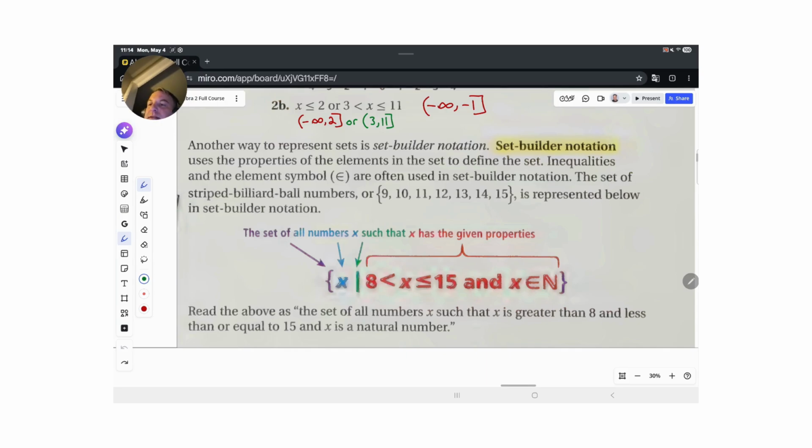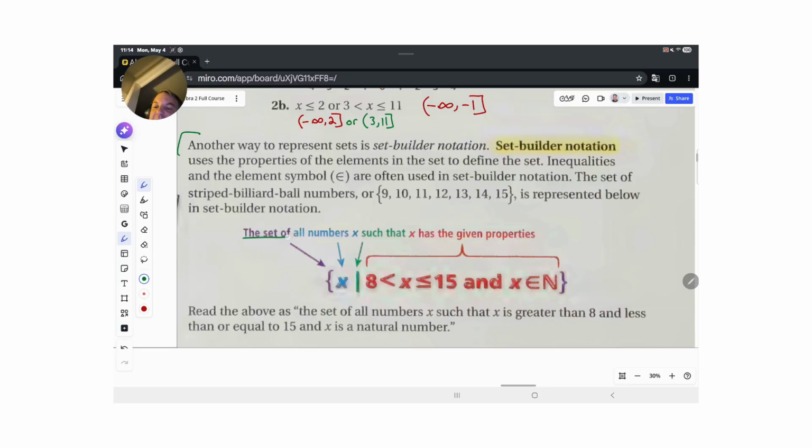And we'll just read really fast. Another way to represent sets is set builder notation, which uses the properties of the elements in the set to define the set. Inequalities in the element symbol are often used in set builder notation. The set of striped billiard balls, numbers 9, 10, 11, 12, 13, 14, 15, is represented below in set builder notation. So how do we read this?